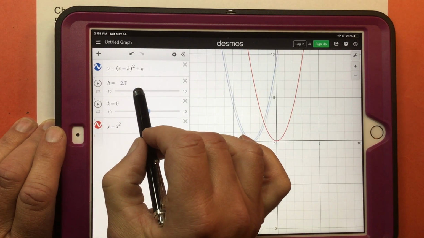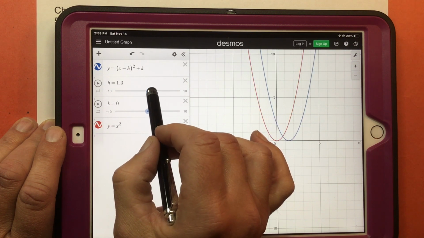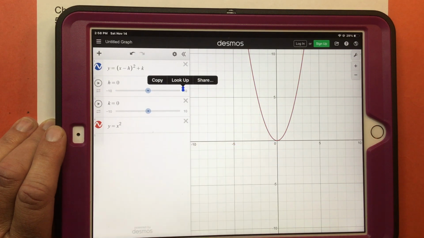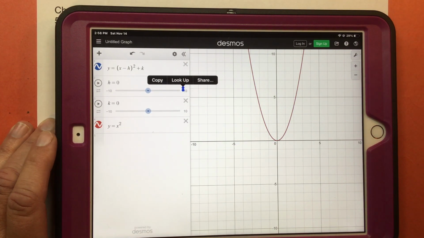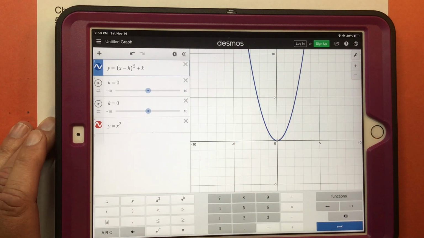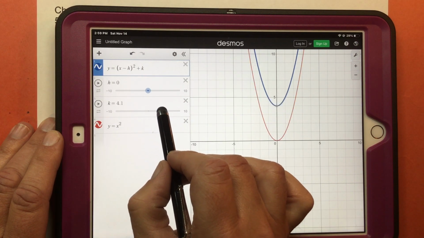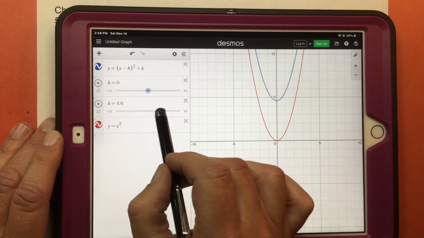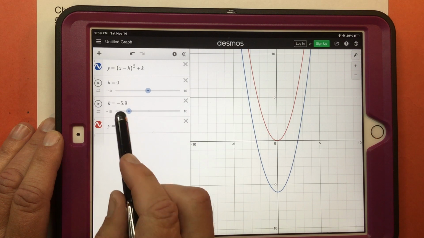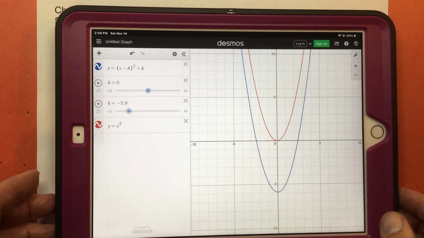I'll try to put this back to 0 if I can. It never lets me do that right away. Okay, there we go. Got it. Now watch what happens when I do the translating up and down. So now I'm going to change the k. That slides the blue graph up, and this slides it down. But remember, I'm adding k, so when I add a negative number, that looks like subtraction. So that's really what's happening here.